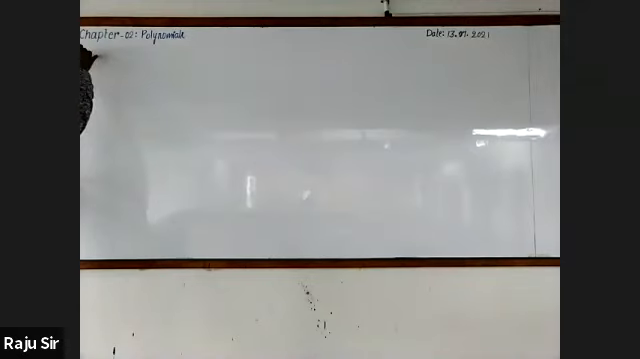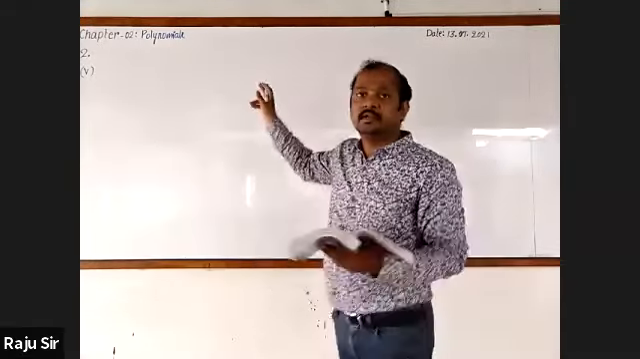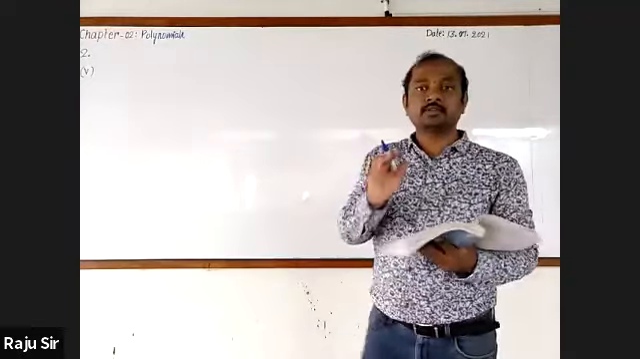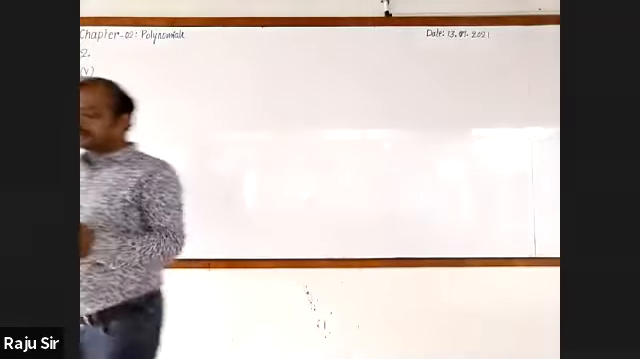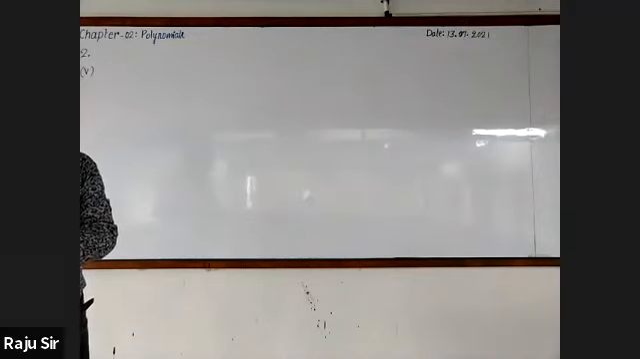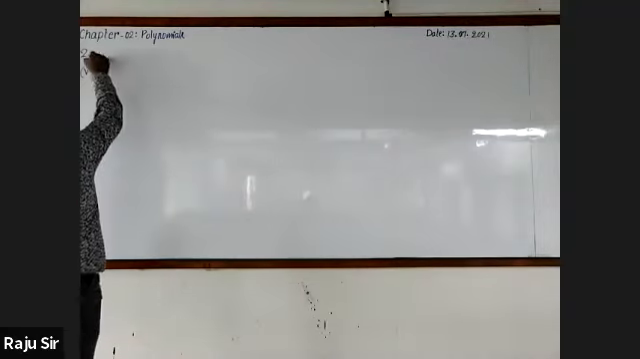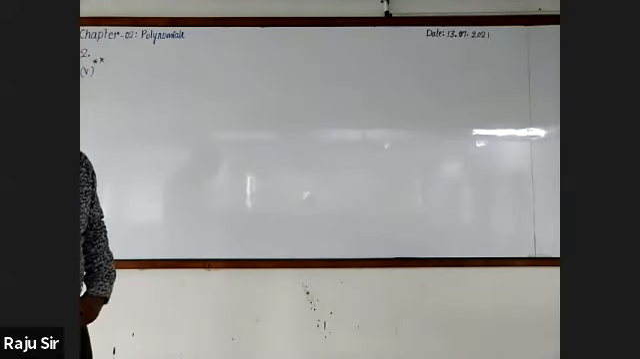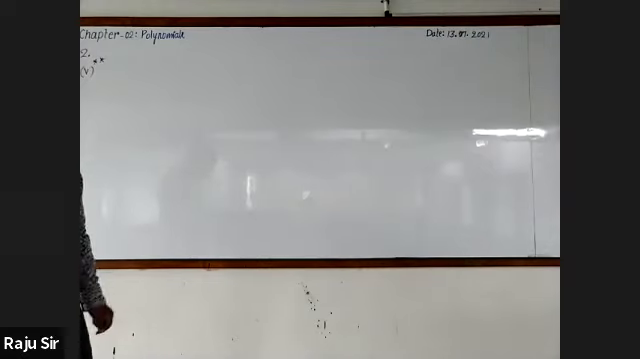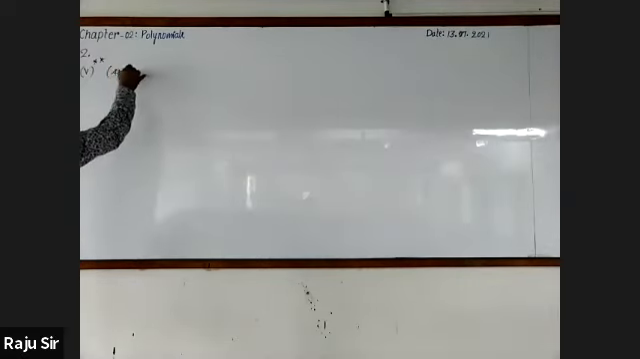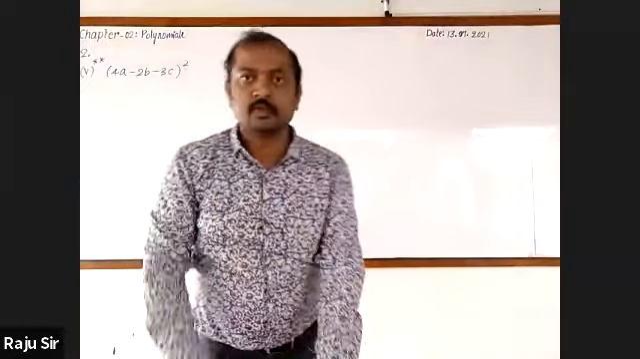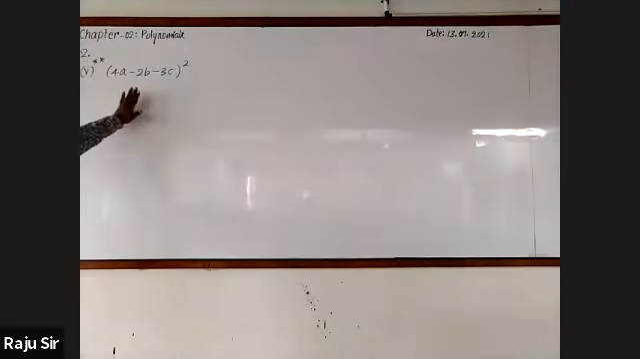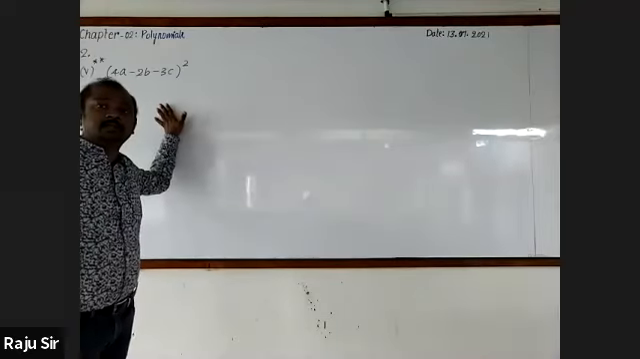It is the fifth sub question of the second question. Expand each of the following by using the suitable identity. In that, the fifth sub question, I'm going to take this as very important. Please put a double star mark for this. It is 4a minus 2b minus 3c whole square. This is the given statement. It should be expanded by using the suitable identity.